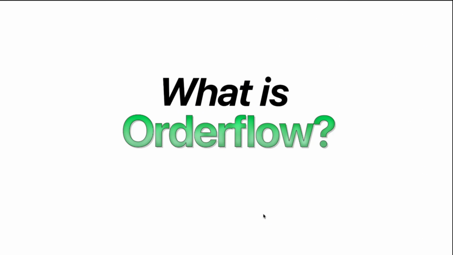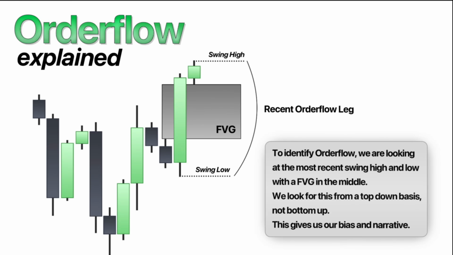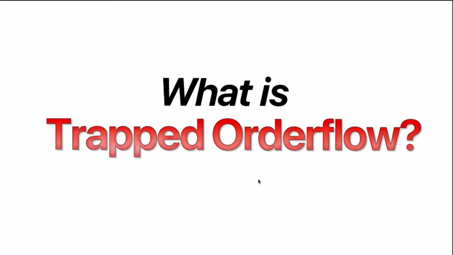Now, before we understand what trapped order flow is, let's remember what order flow is. To identify order flow, we are looking at the most recent swing high and low with a fair value gap in the middle. And we are looking for this from a top-down basis, never bottom-up. And this gives us our bias and narrative. Now, what happens when order flow on two different time frames are saying two different things? And this is where trapped order flow comes in. So what is trapped order flow?